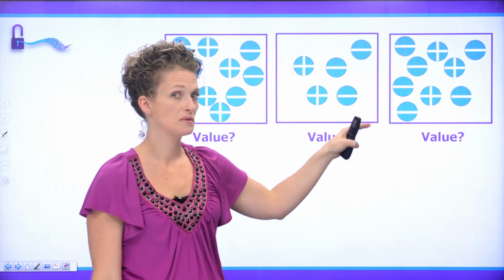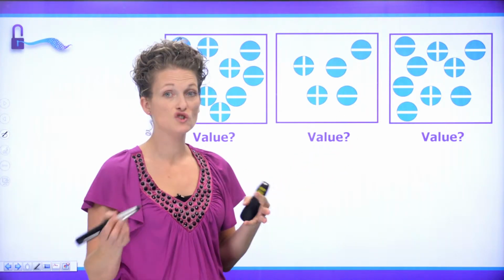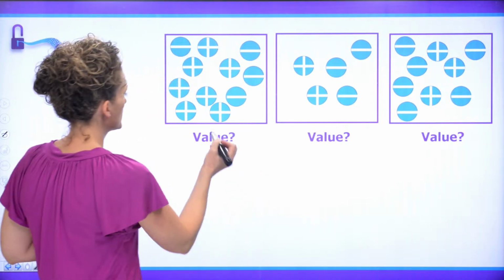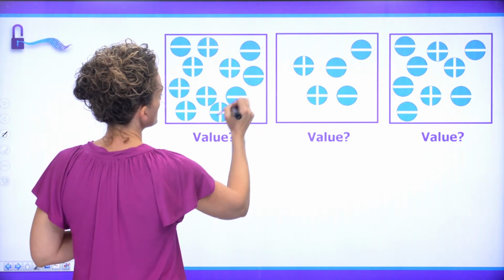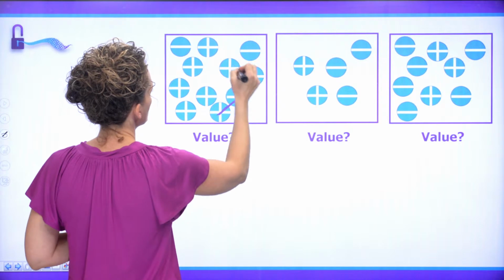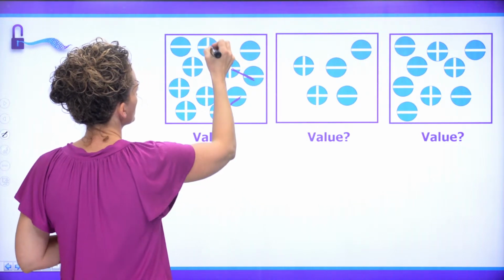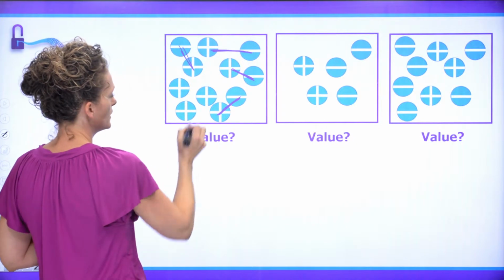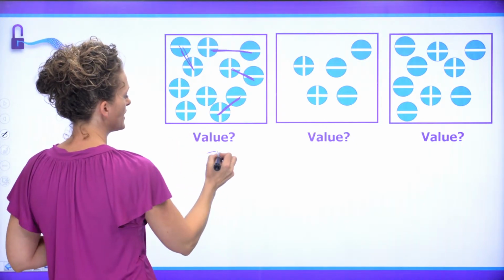So these are supposed to look a little scary, right? But let's find our neutral pairs. So if I join a plus with a minus, a plus with this minus, and this here, I have 3 pluses. So my value is 3.